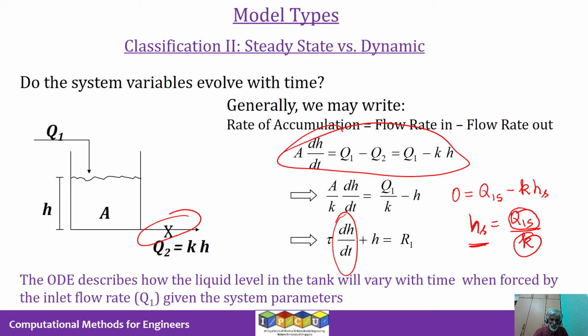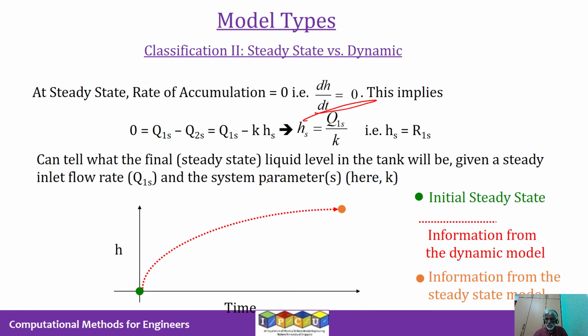And as I've said, we assumed laminar flow. Therefore, we write Q is equal to KH. If it is turbulent, we might have to write Q2 is equal to KH to the power of N, where N can take a value like 0.8 or some number like that. All right. So at steady state, you have this expression like I wrote. HS is equal to Q1S by K.